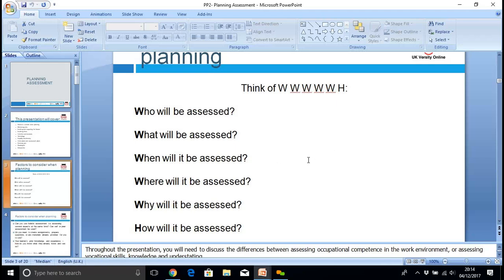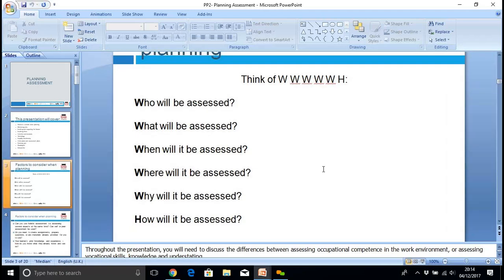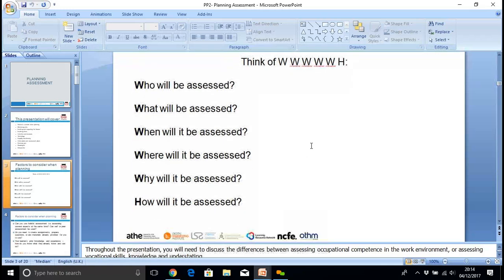When, and the when's important so that everything can be arranged and everybody who is involved is arranged to be there and available when it will happen. Where it's going to be assessed, why it will be assessed, and how it will be assessed. How being the method, and why does it need to be assessed?